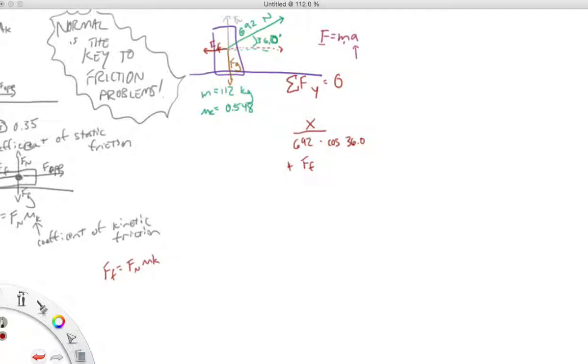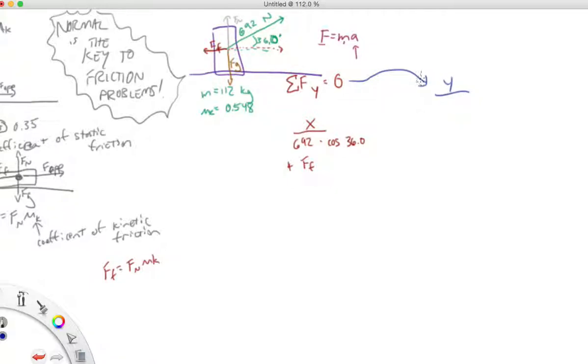Let's use a different color here. What should we use? Let's use midnight. All right, so we're looking for Fn. How would you figure out what Fn is? We do need to know what the forces are in the y direction. So let's use y direction over here.